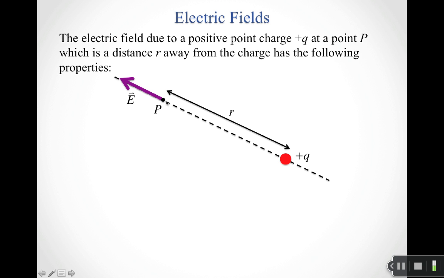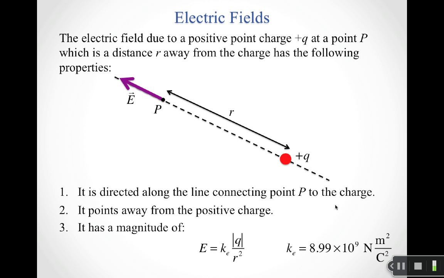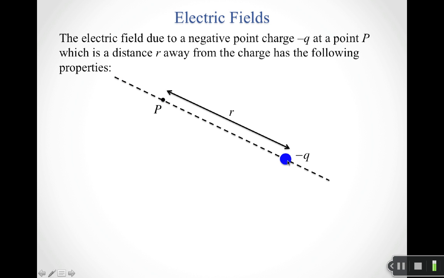So if we come back and think about my positive source charge here, and the electric field at point P, there's a couple of things that I now know. One is it's directed along the line connecting point P to the charge. It points away from the positive charge, and it has this particular magnitude. Here r, notice, is the distance from the charge to the point P, so we've redefined what r is here. So here's my expression for the magnitude of the electric field, and I know that it's going to point away from a positive source charge.